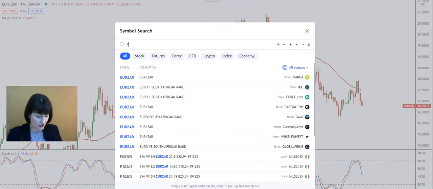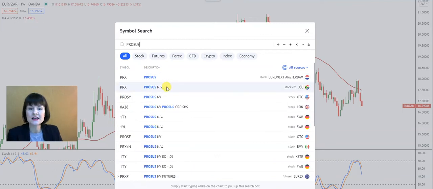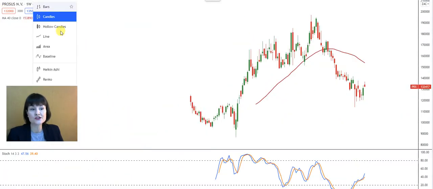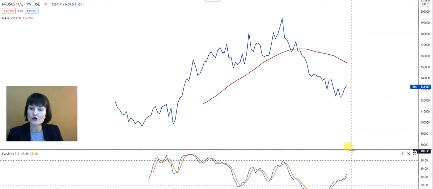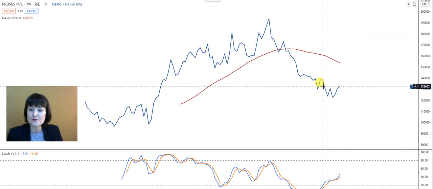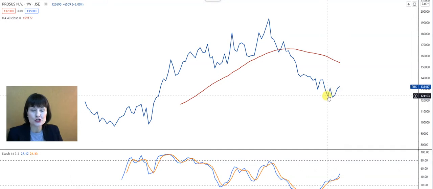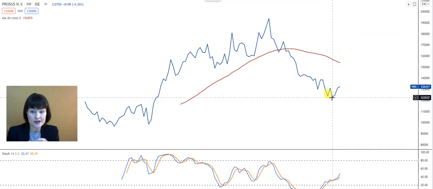JB wanted us to look at Prosus. And JB, I wanted to change this to a line graph because I want to show you there is a beautiful double bottom, distorted double bottom. The strong consecutive support levels are quite close to one another. So some might even call it a tweezer bottom.